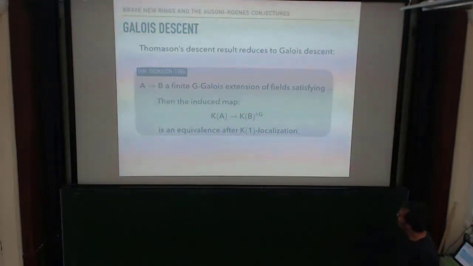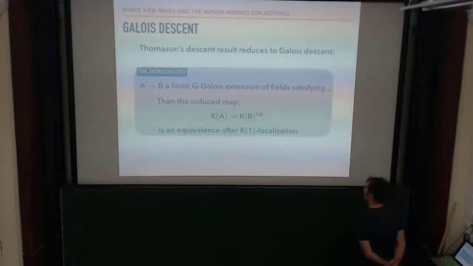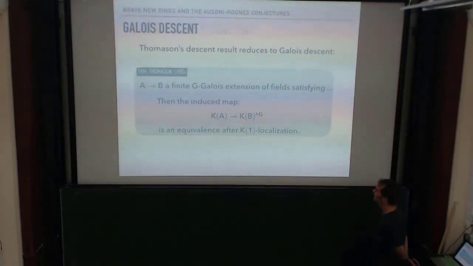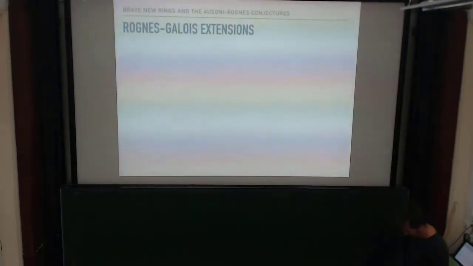So this is a nice result, and we try to take a look at how he does this, because we're looking for something like this in ring spectra. For that, I need some notion of a Galois extension of ring spectra. And Rognes developed a very beautiful theory.